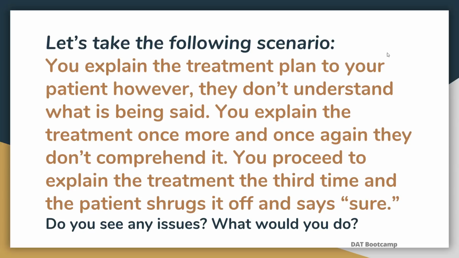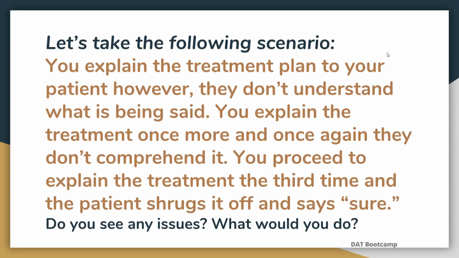So I definitely see an issue of patient autonomy here. They're not able to make an informed decision. They didn't understand the treatment plan after I mentioned it three times, and then afterwards they just shrugged it off and said sure. So perhaps, if it's an elderly patient, this can definitely be a case of Alzheimer's or dementia. So they don't really have the capacity to make an informed decision.